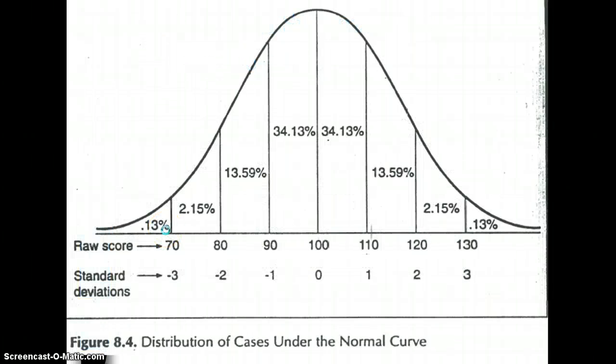So if we look at it, ta-da, this is what we have. And so what we find is that roughly 68% of all of the scores in a normal distribution are going to fall within 1 standard deviation above or below the mean.